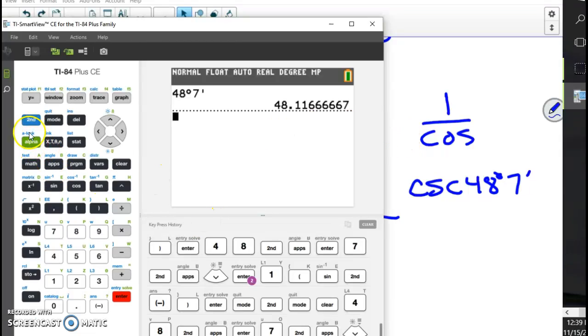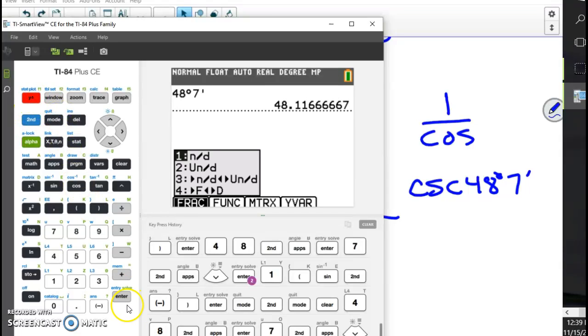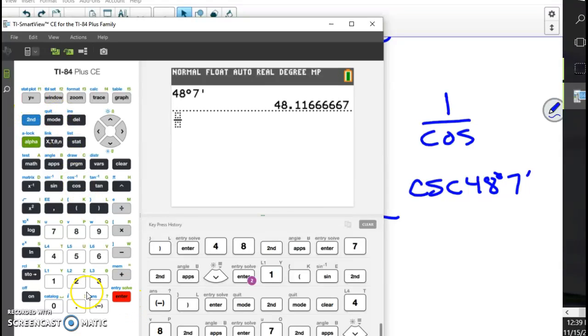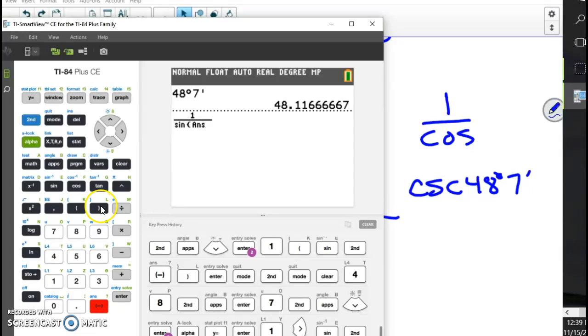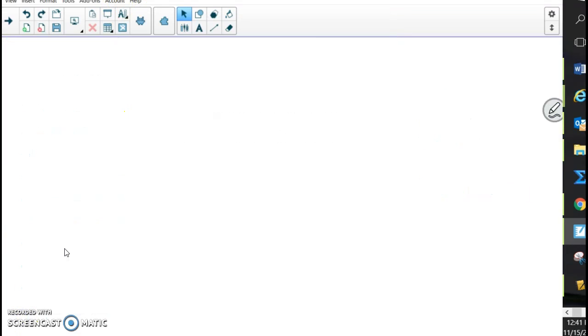So let's try this. Let's take reciprocal. Fraction, reciprocal, 1 over the sine. 1 over sine is cosecant of our previous answer. And that should give us the decimal value we're looking for, 1.3432.